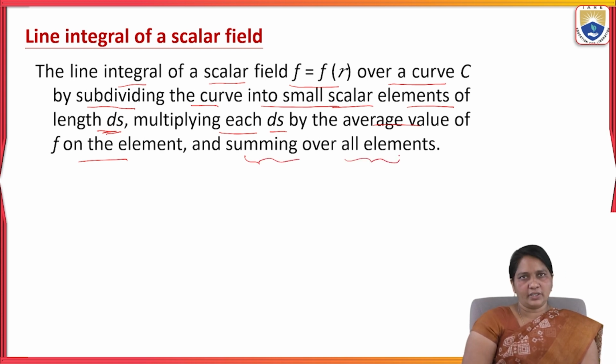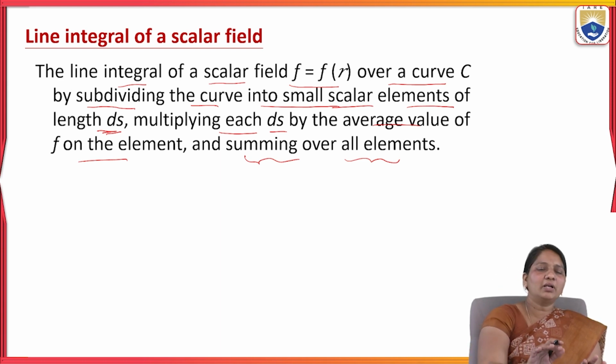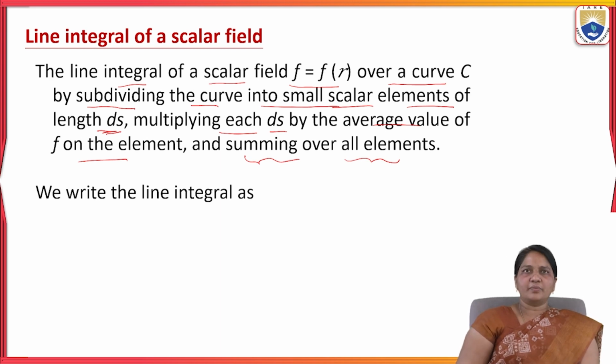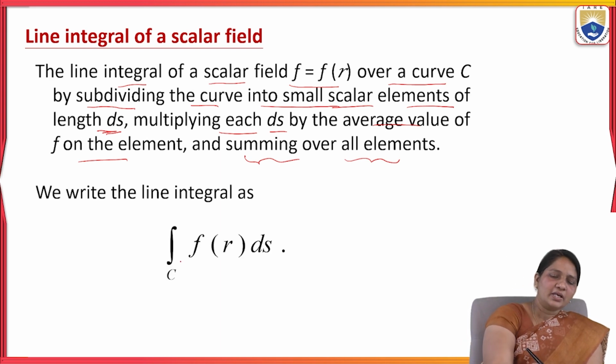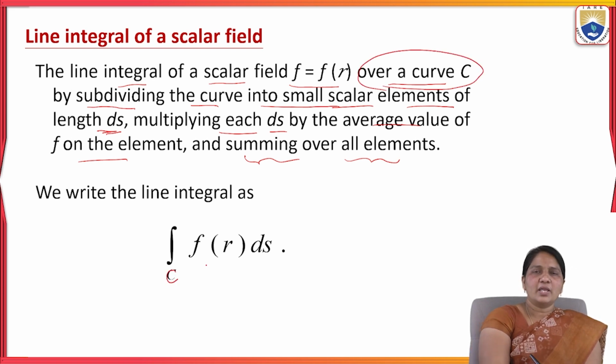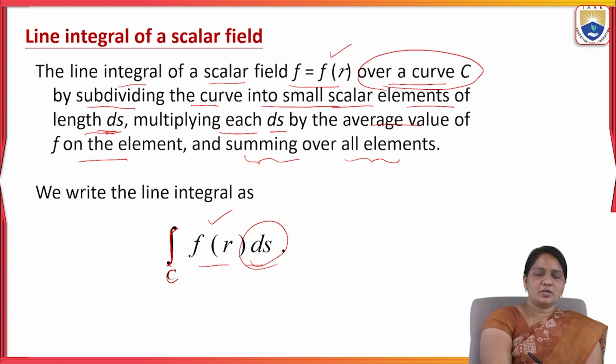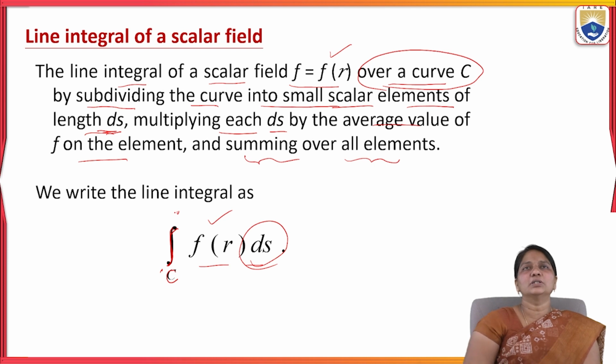That means we subdivide the given curve into small elements, and after that we integrate from one end to the other end. That is the line integral of the scalar field. We can observe the formula here. We write it as the integral over C of f of r ds. Here f of r is scalar, and we multiply it with ds, that is the length. So we sum all the elements over C, starting from one value to another value along the curve.